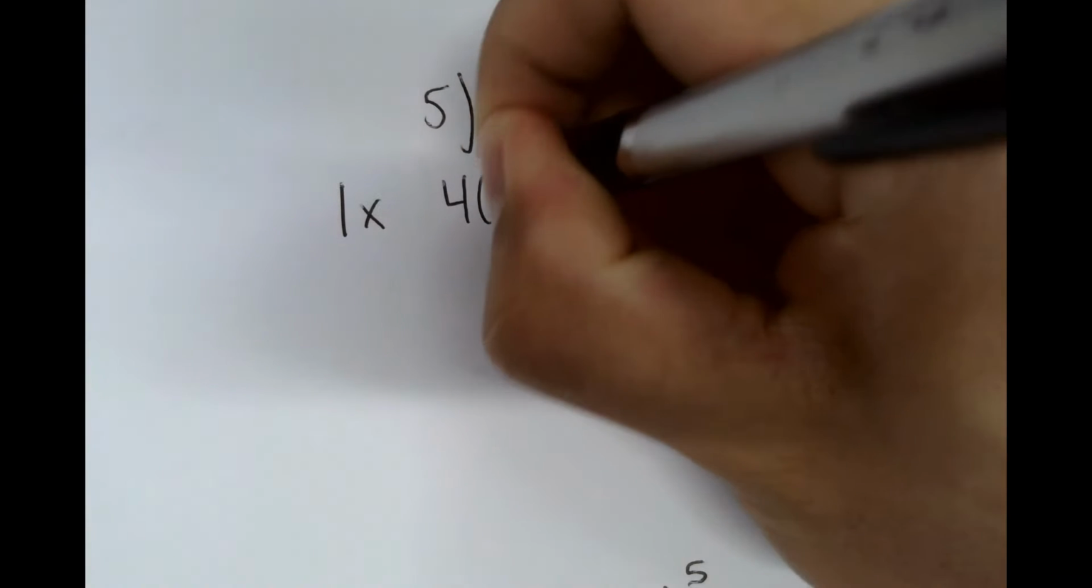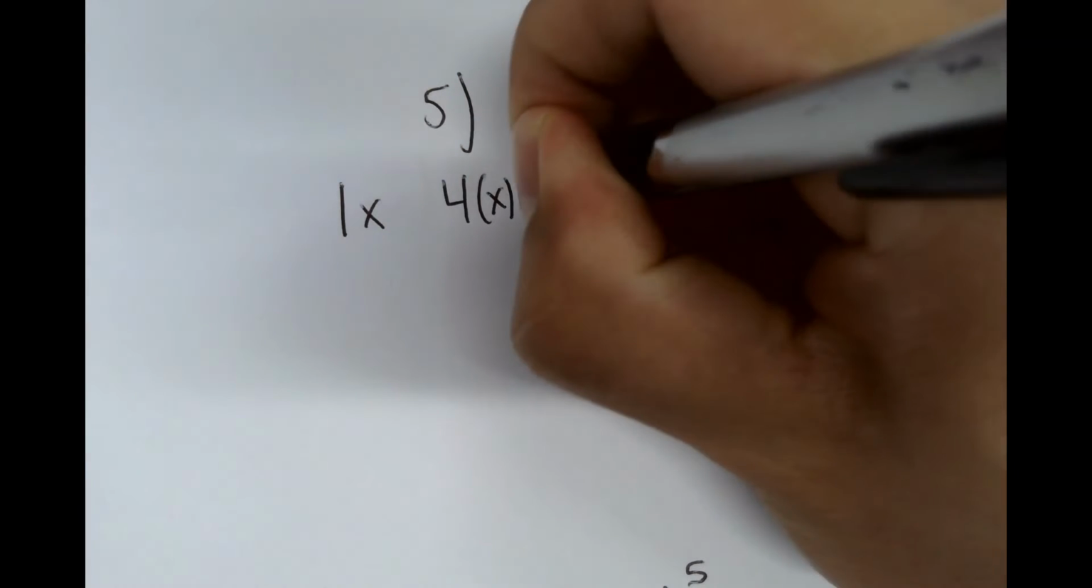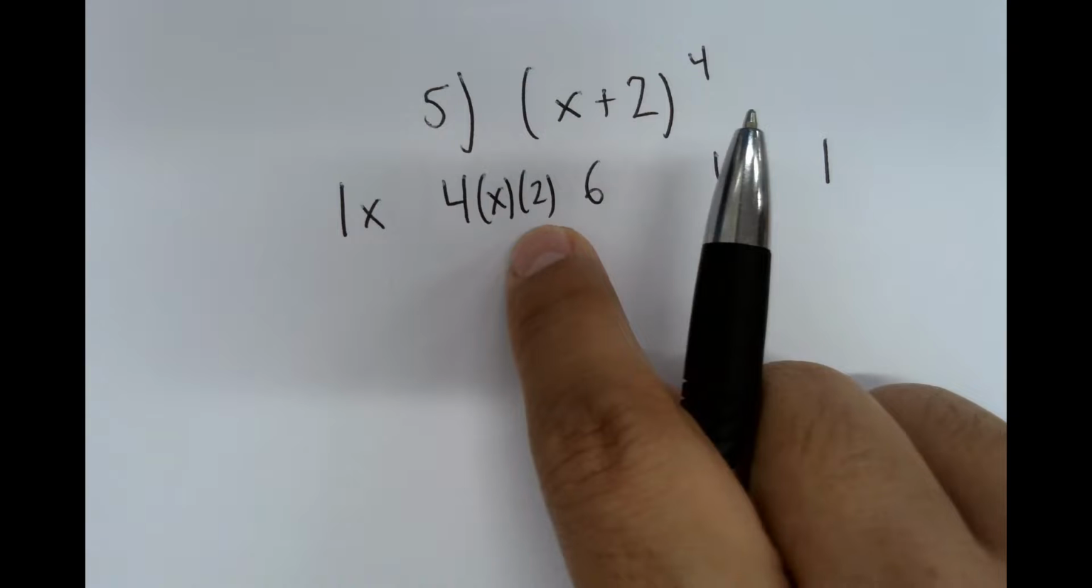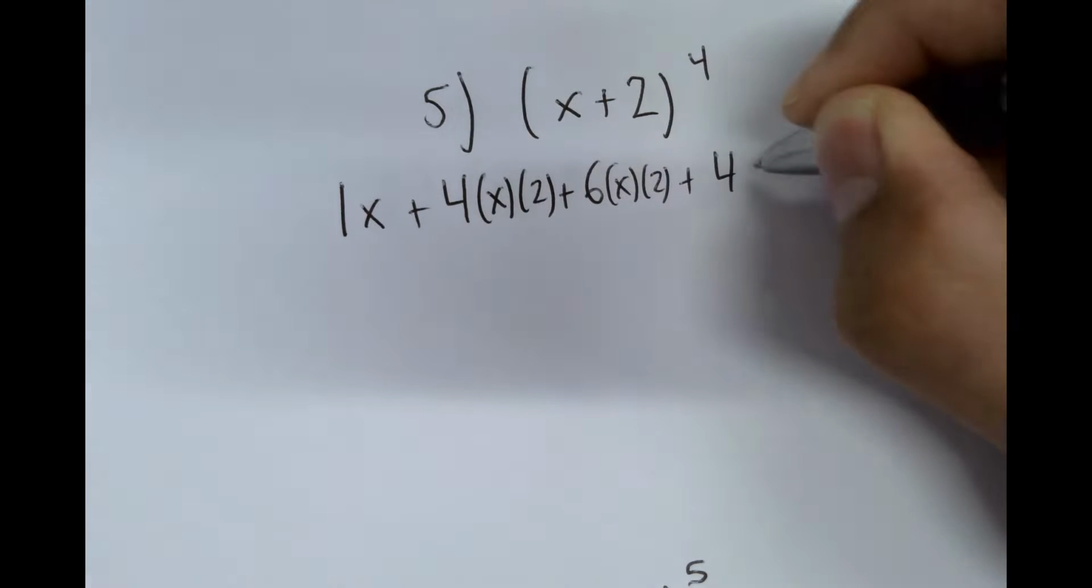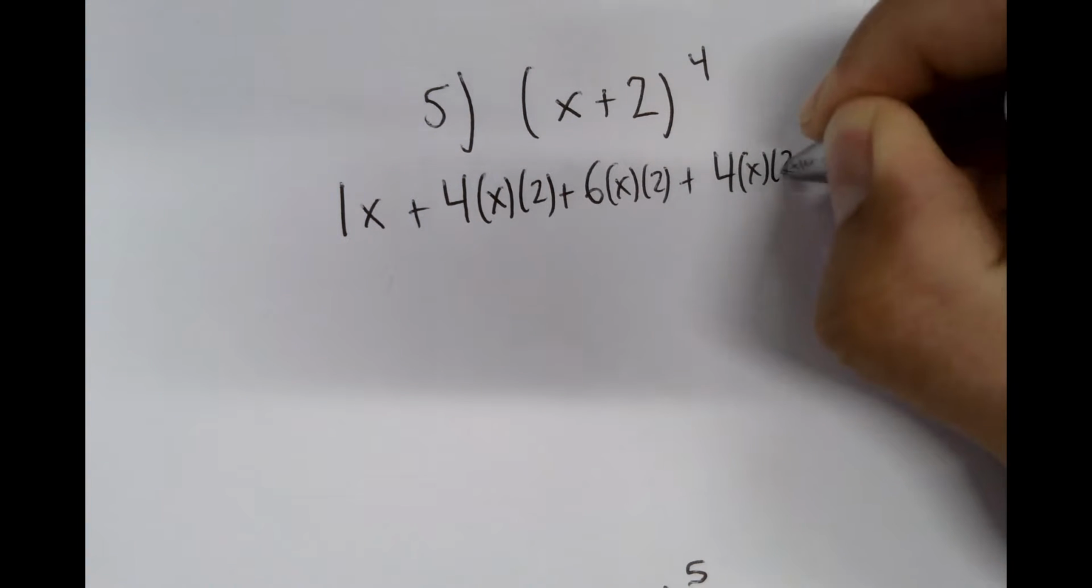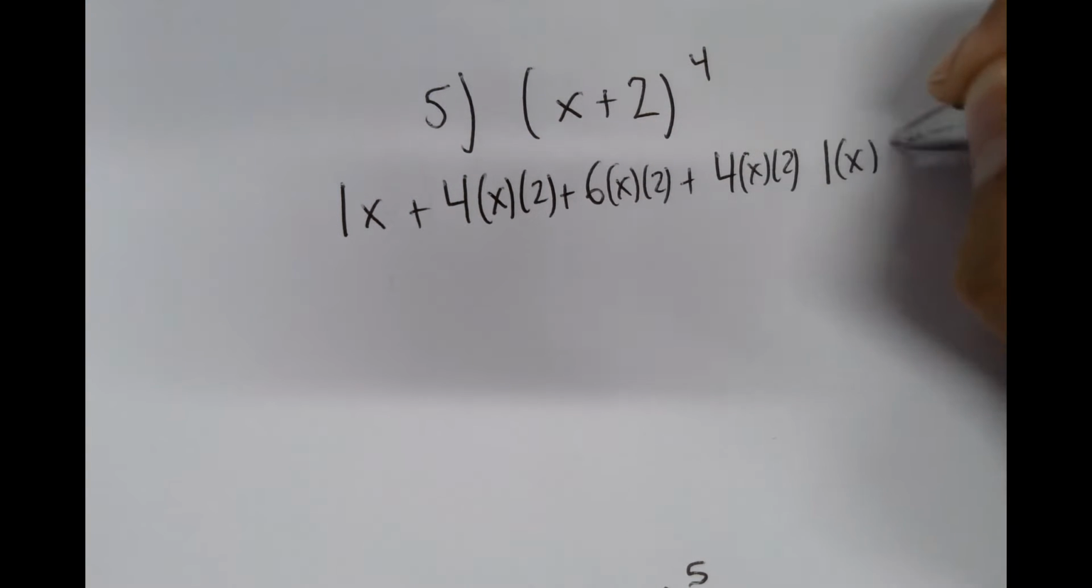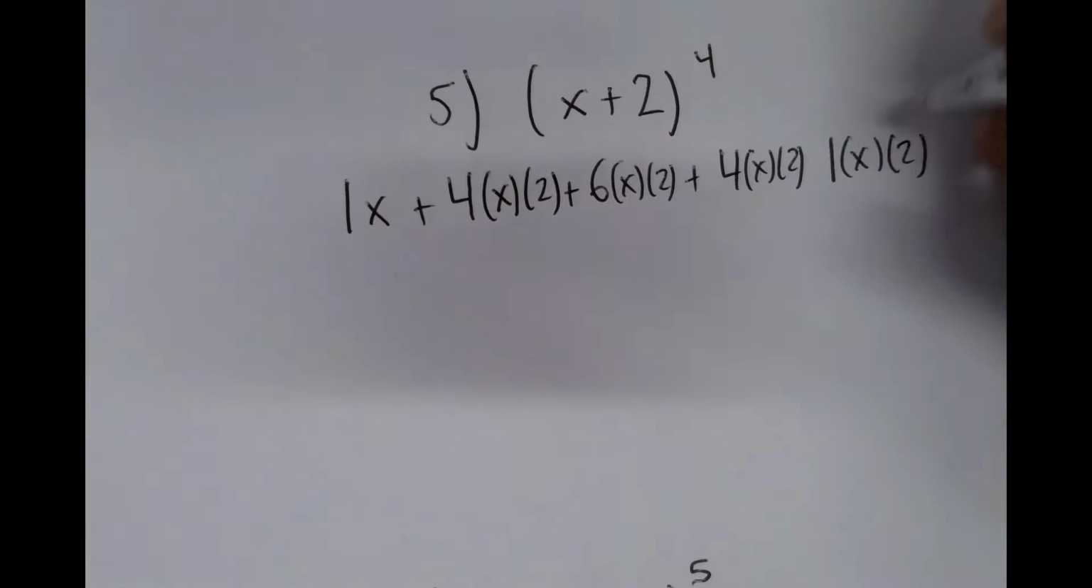Then we have the first and second term. So we're going to have x and 2. We're going to put a little plus between these. x and 2, x and 2, and then x and 2. Oh, sorry. We don't need the x here.